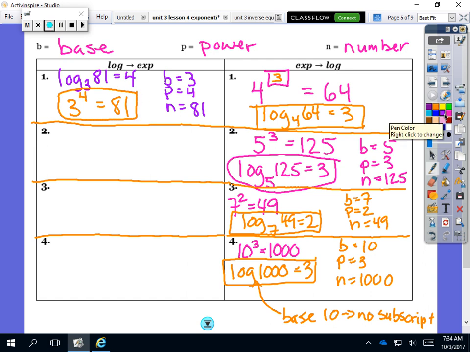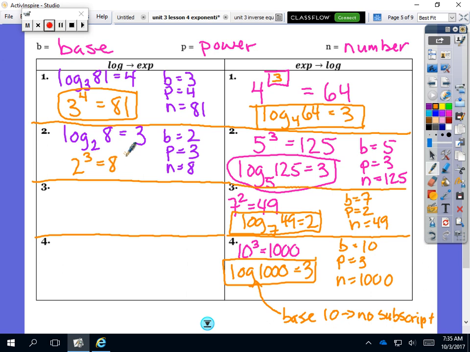Okay, second example. Log base 2 of 8 equals 3. Well, b is 2, p is 3, and n is 8. So I would write b to the p, so 2 to the third power equals 8. That's what I would write.